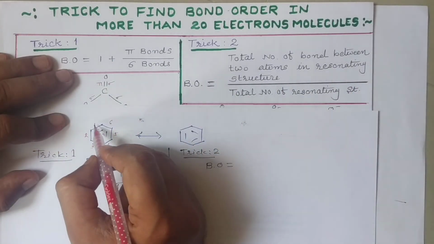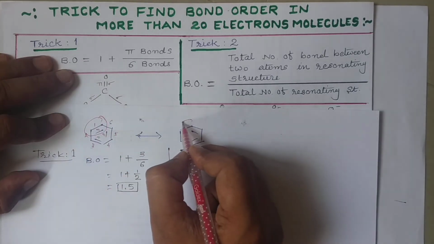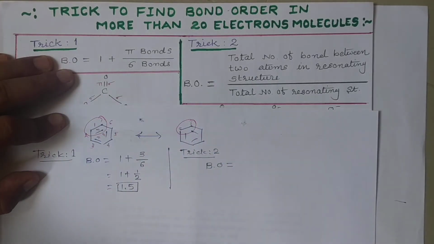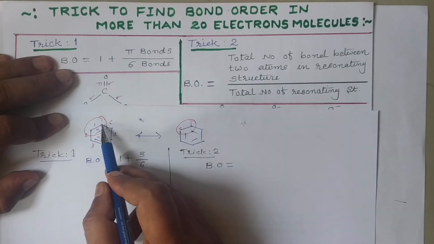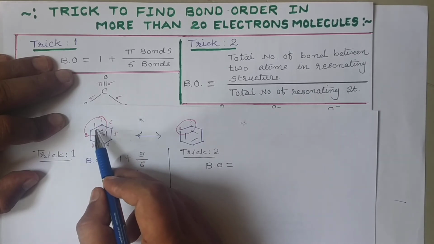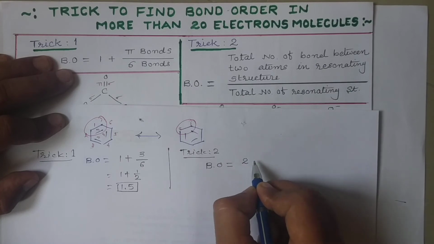So here we will choose these two atoms, the first and second. Here also we have to choose the same atoms, 1 and 2. Here also 1 and 2. Here also 1 and 2. Now we observe the first resonating structure: the bond between these two atoms, 1 and 2, how many bonds are there? Double bond. This is 1, this is the second. So the total number of bonds is 2.